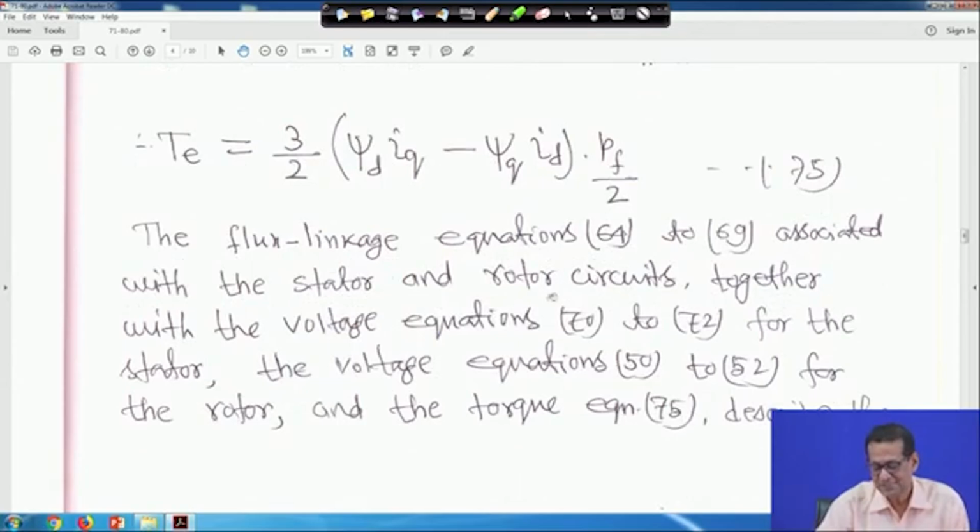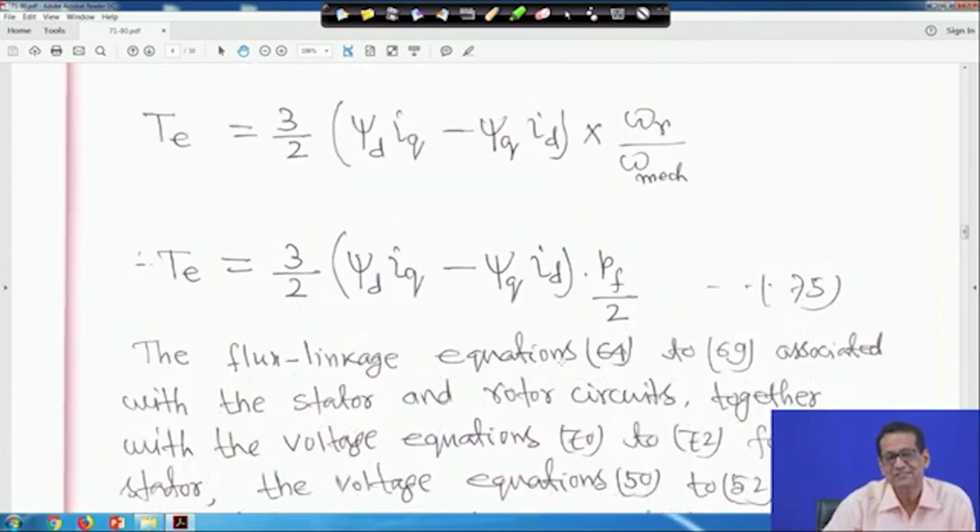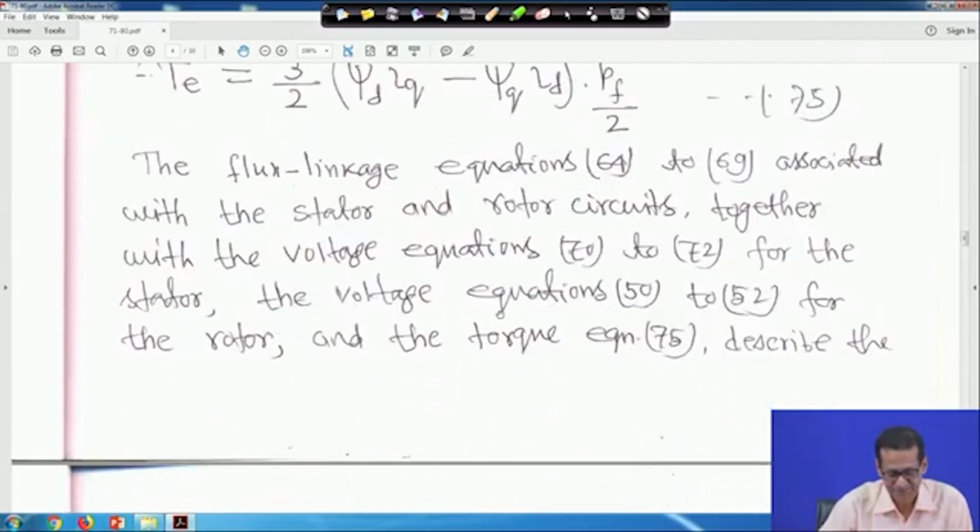So all these equations, basically 64 to 75, represent the equations related to the dynamics of the machine. Much more detail we will see later, right.